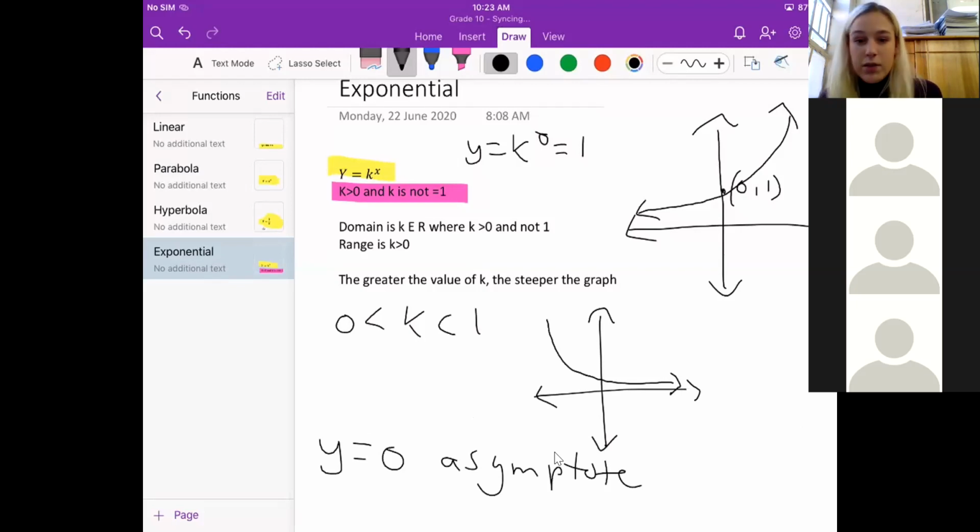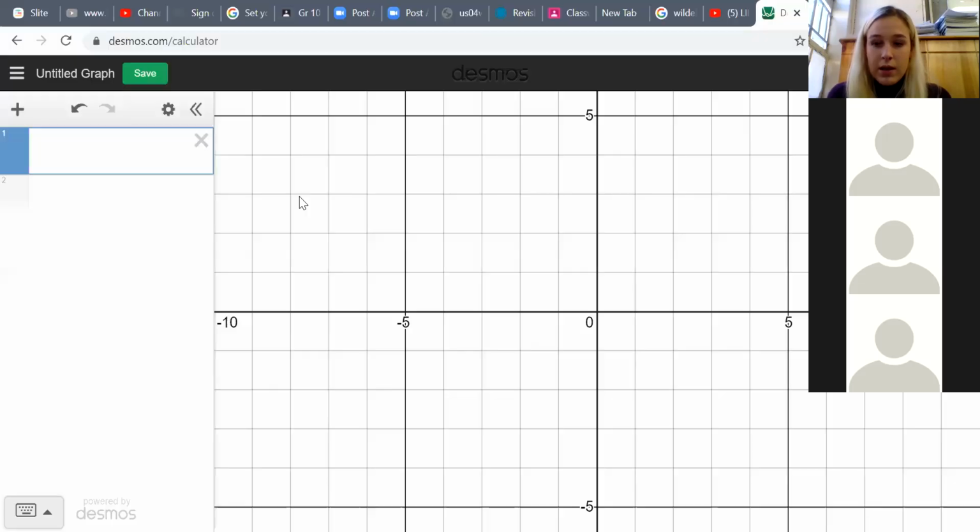So these are my 4 different kinds that I need to know. I now want to just quickly show you what happens when we move things around on our graphs. So I want to share this. Okay, cool. So right now I'm looking at graphs. We just had a look at some exponential graphs.